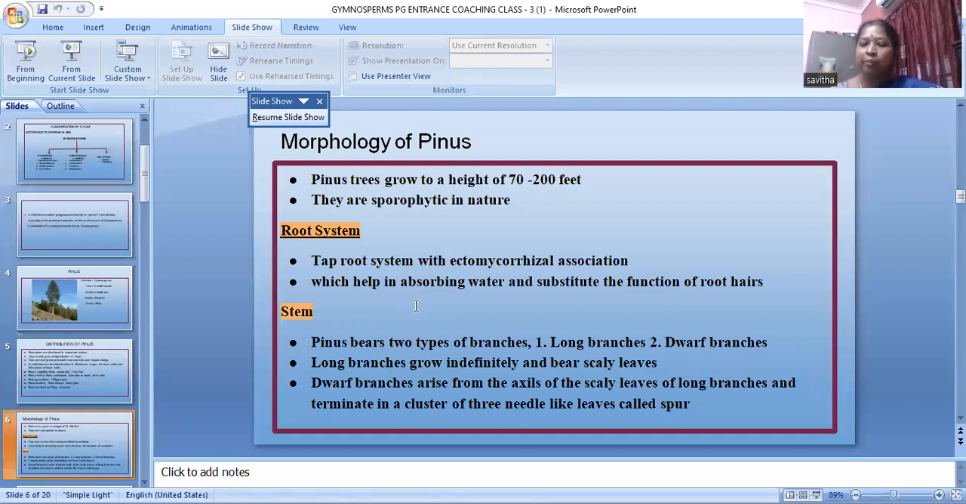Pinus bears two types of branches, long branches and dwarf branches. Long branches grow indefinitely and bear scaly leaves. Dwarf branches arise from the axils of the scaly leaves of long branches and terminate in a cluster of needle-like leaves, which may be 2 to 5 in number.